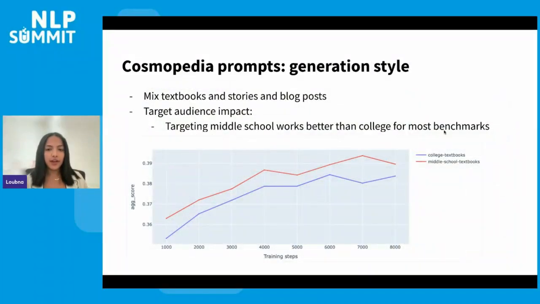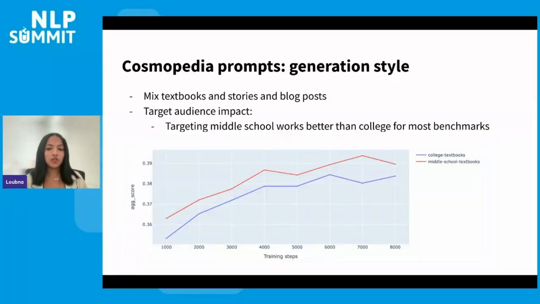The second deciding factor, as I said, was the generation style, because you can decide to generate a textbook or a story. You choose the format, and we found that we should mainly generate textbooks. These are the ones that help the most on benchmarks, but we found that adding stories helped on some benchmarks like Common Sense QA, so we still included them. The other thing that was important is the target audience.